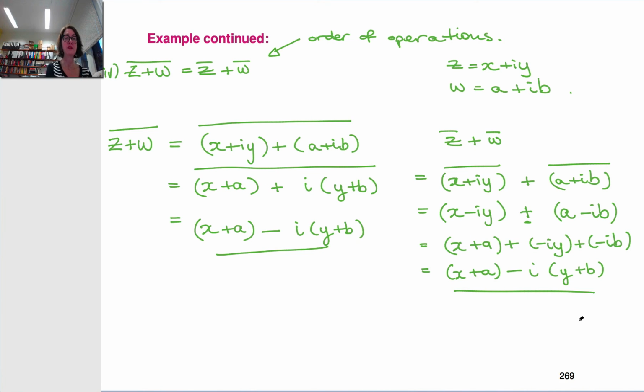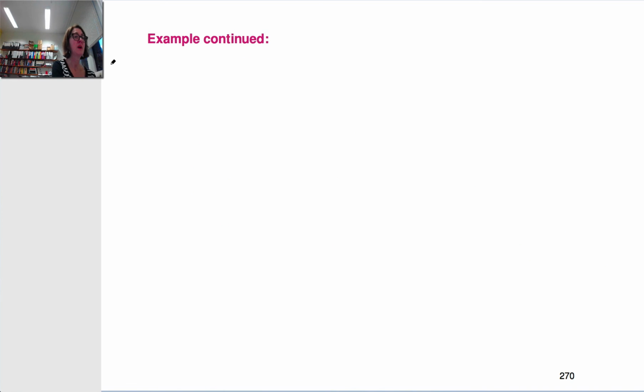But I hope you noticed that the difference in the left hand side and the right hand side was the order of operation that we did. Okay, so there's one more left to do in this section, and that's the product now. So again, this is saying something about the order of operations. Here we're multiplying the numbers together first and then taking the conjugate. On the right hand side, we're taking the conjugate of the number here, the conjugate of w, and then we're doing the multiplication after that.